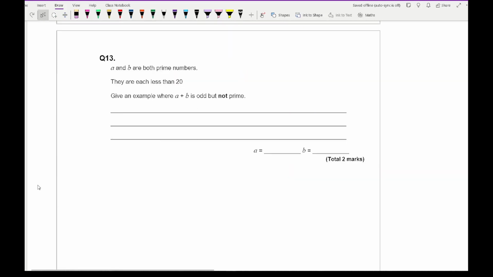Moving on to question 13, it says A and B are both prime numbers. They are each less than 20. Give an example where A plus B is odd but not prime. So here, all the prime numbers that are less than 20. So we're looking at not 1. That's a definite faux pas there. And so here we're going for 2, 3, 5, 7, 11, 13, 17, and 19.